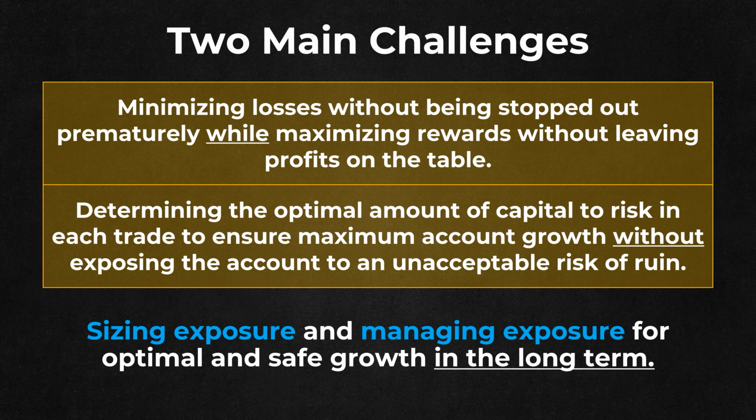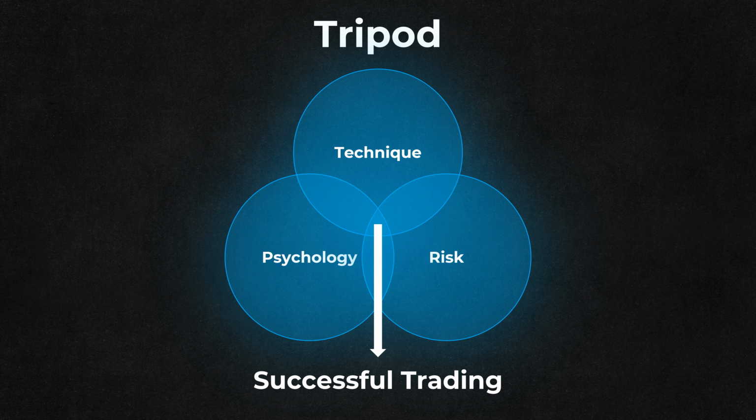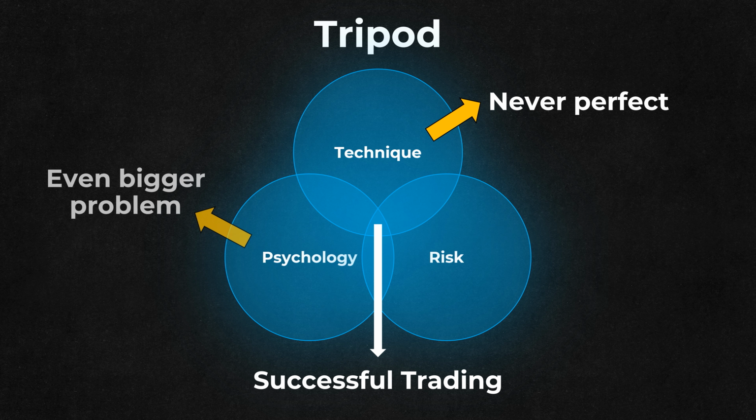At this point, it's common knowledge that successful trading lies in the intersection of three main areas: trading technique, trading psychology, and risk management. Like I said previously, trading technique is never perfect. No matter how great your strategy is, you cannot know the outcomes of your trades with certainty. Trading psychology is an even bigger problem because the behavior of traders under uncertainty is deeply complex.